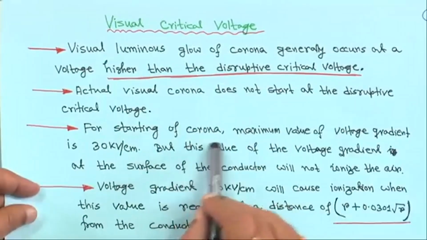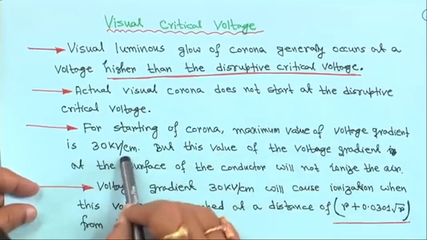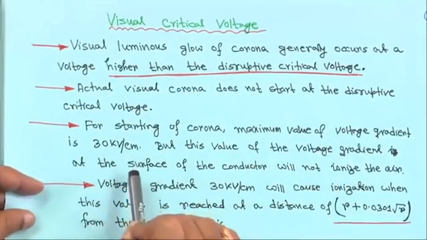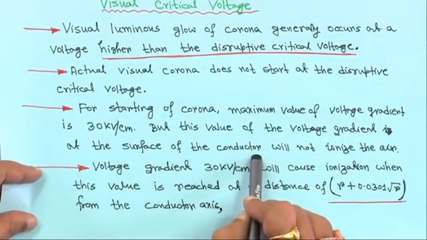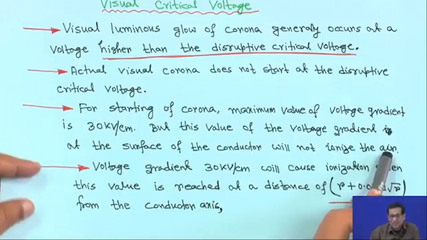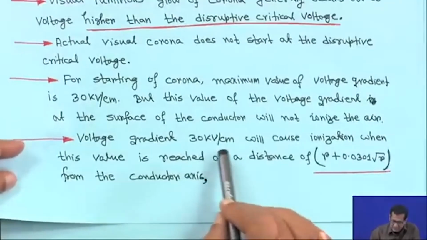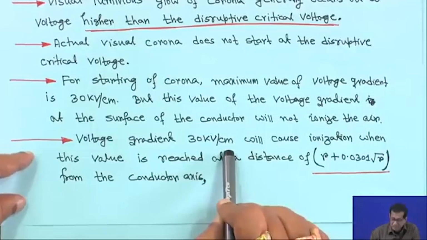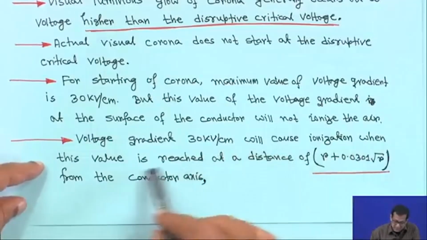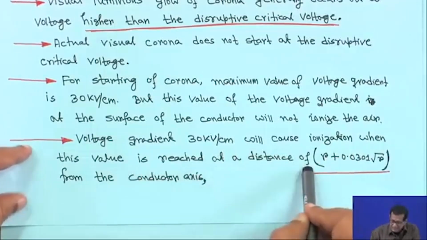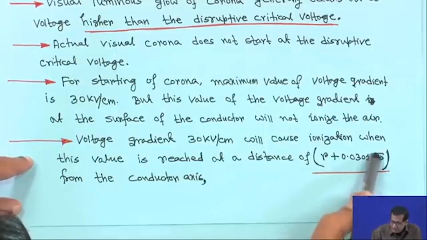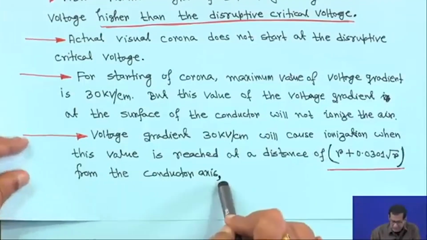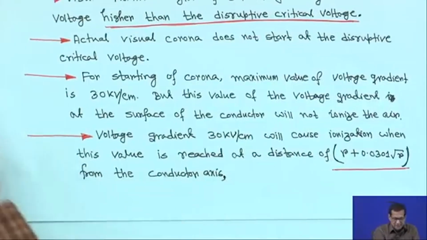For starting of corona, the maximum value of voltage gradient is 30 kilovolt per centimeter, but this value of the voltage gradient at the surface of the conductor will not ionize the air. Therefore, the voltage gradient of 30 kilovolt per centimeter will cause ionization when this value is reached at a distance of, by an empirical formula, R plus 0.0301 root over R from the conductor axis. So, this is something that is suggested.